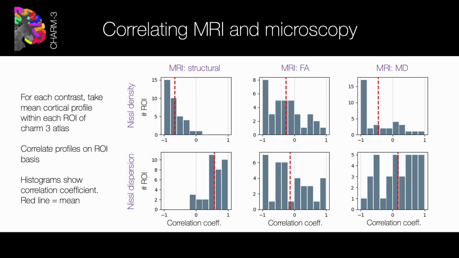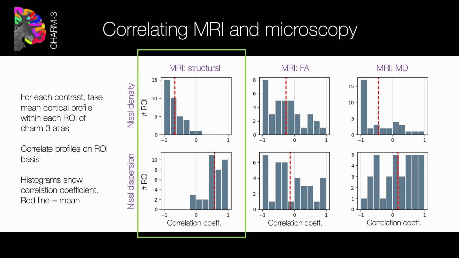Here are our first results, where for each contrast we take the mean profile within each region of interest of the CHARM3 cortical atlas. We then correlate the mean profiles on a region of interest basis. The histograms summarise the range of correlation coefficients across all regions, and the red line indicates the mean. We find that the structural MRI correlates negatively with Nissl density and positively with Nissl dispersion, and that these results are fairly consistent across the cortical regions.